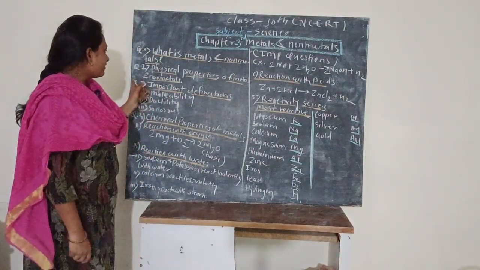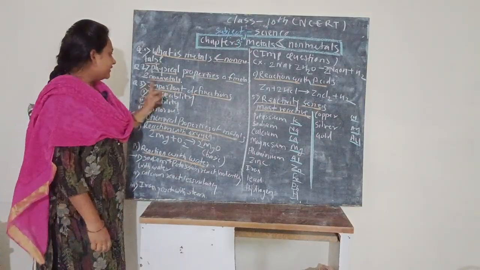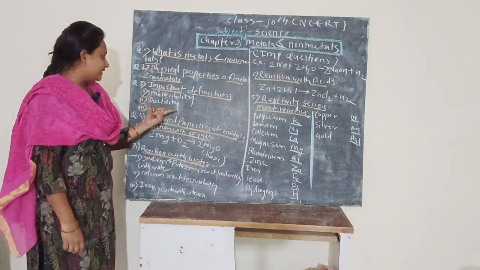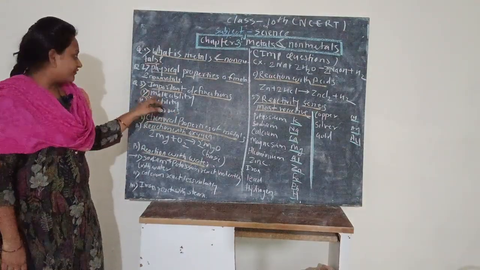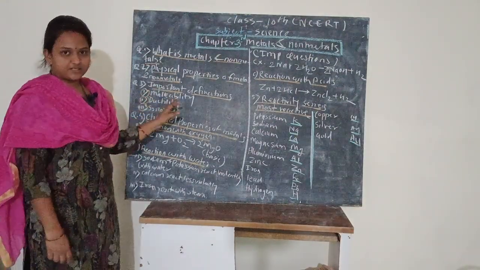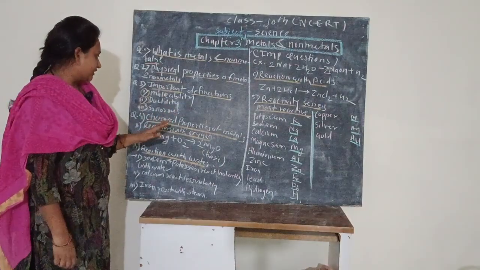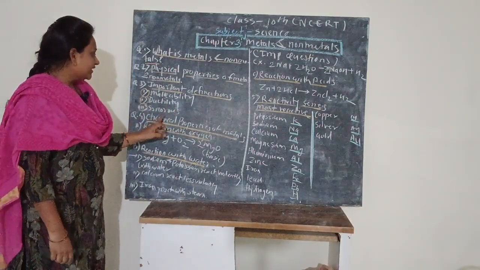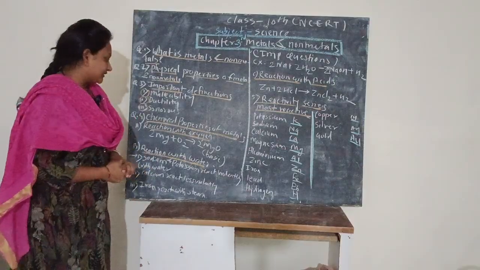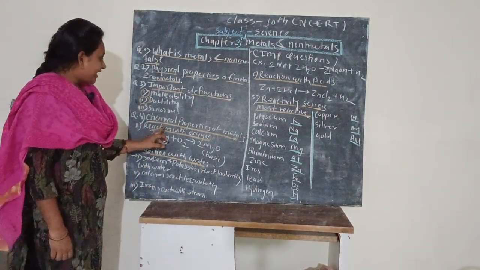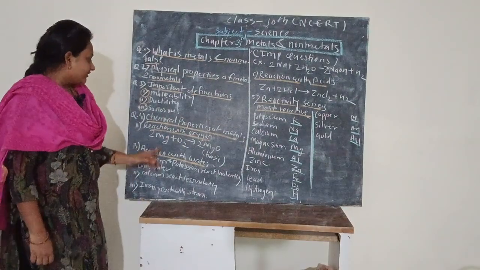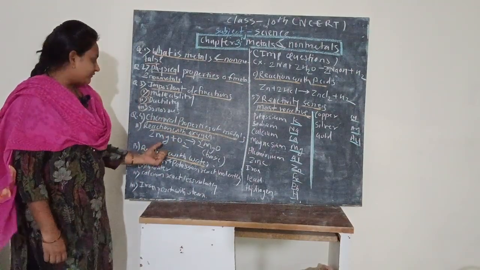Okay, we come to the next question: important definitions, malleability, ductility and sonorous. Just now we revised it: what is malleability, what is ductility and what is sonorous. Then the fourth question: chemical properties of metals. Here we discuss the reaction with oxygen. What happens when a metal reacts with oxygen?